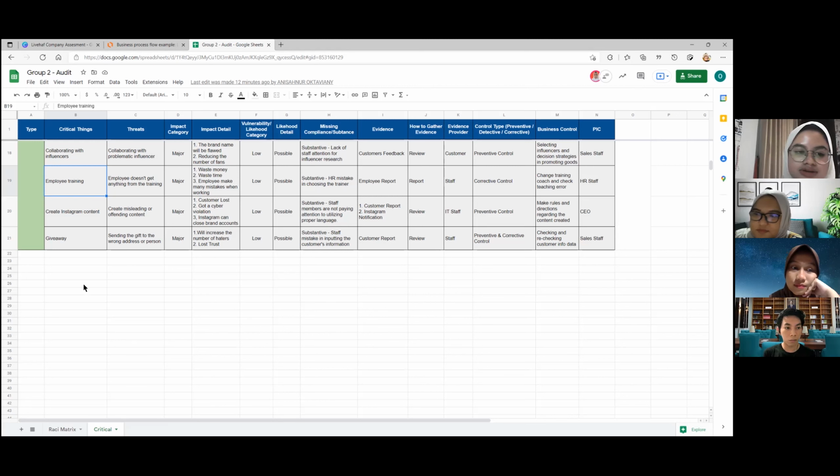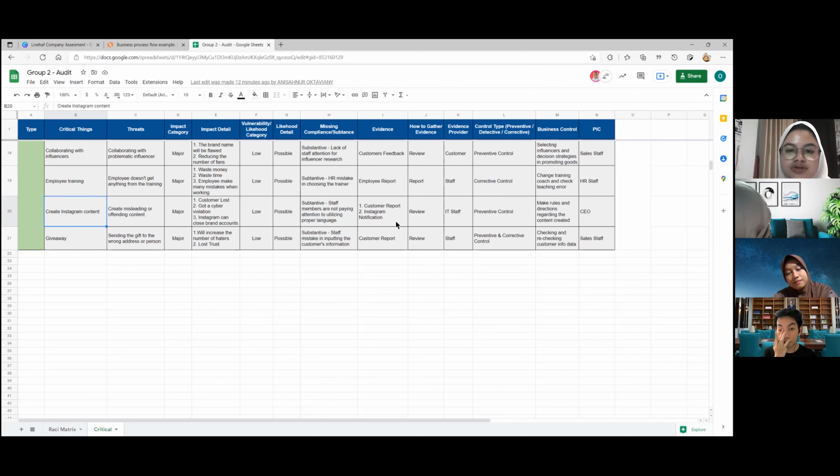Next, the critical service is creating Instagram content. So the threat is Livehaf could create misleading or offensive content, and the impact category would be major because they would lose customers. They will also get a cyber violation from Instagram, and Instagram can also close the brand account because of this. And the likelihood of this happening is low, but it is possible because of a missing substantive, which is staff members not paying attention to using proper language in creating the content.